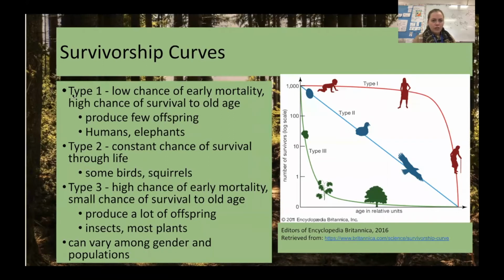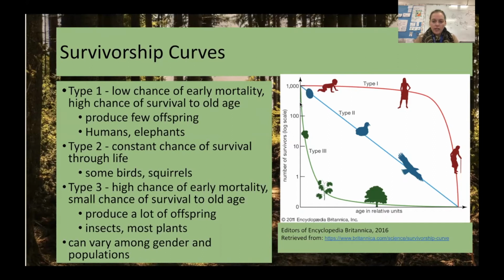So these survivorship curves come in 3 types. Type 1, notice you have 1,000 individuals that were born. They live a long time. Very few of them die until they get old. So this would be your K selection, usually.